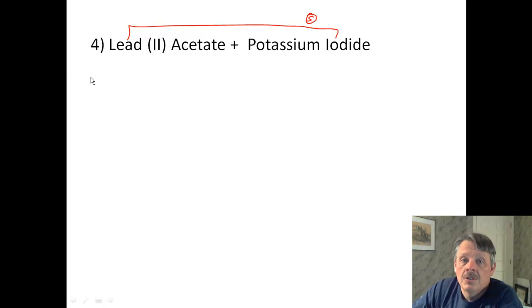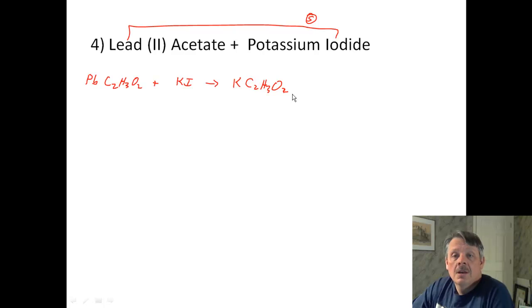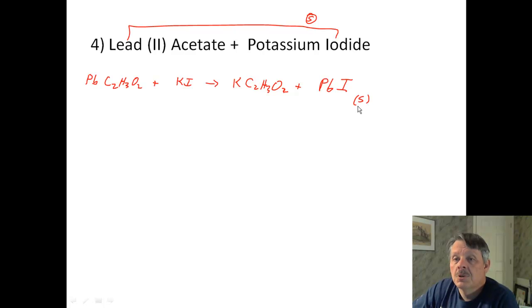Okay, so let's go ahead and work through this. I've got Pb, C2H3O2, which is acetate, plus potassium iodide, gives me, well, my lead and my potassium are going to switch, so I'm going to get potassium acetate, which is C2H3O2, and I am going to get lead iodide, PbI, and this is the one that's going to be a solid, so I'm just going to mark that right down here. And now I'm going to go back and I have to balance my charges.